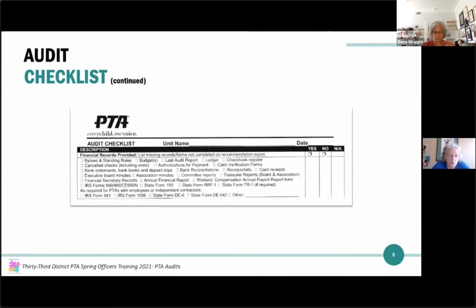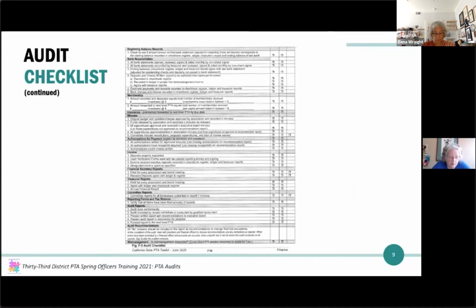So we're going to go also over the source documents, which is the cash verification forms and the authorizations for payments and that sort of thing. Okay, here is the portion which I like to call the action plan, or the audit program. This is very important for treasurers to have.